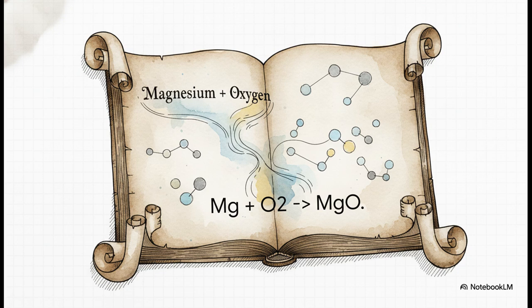Now, scientists could definitely write everything out in long, drawn-out sentences. But why do that when you can use a cheat code? We use chemical symbols to create a really concise, universal recipe. Sure, writing magnesium plus oxygen becomes magnesium oxide totally works. But writing Mg + O2 becomes MgO, that's way faster, it's universally understood, and honestly, it lets us see the actual atomic building blocks at play.